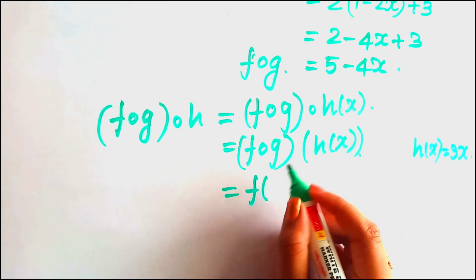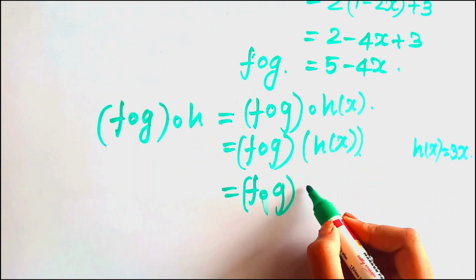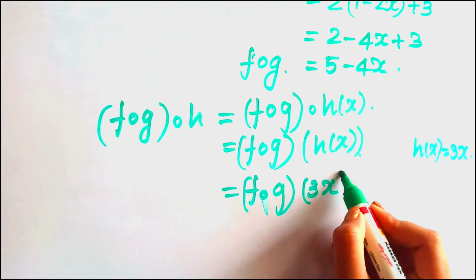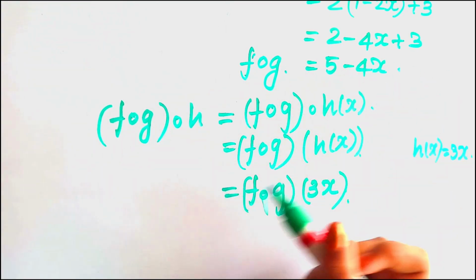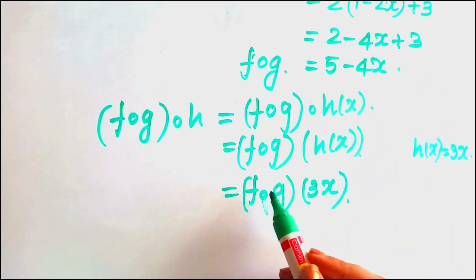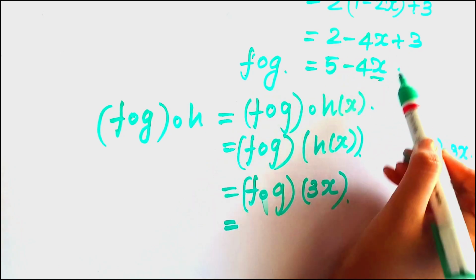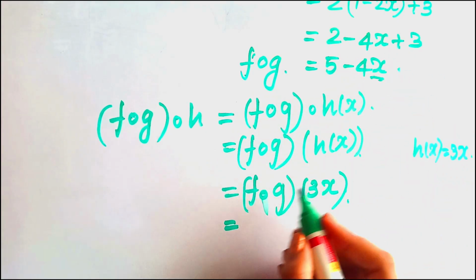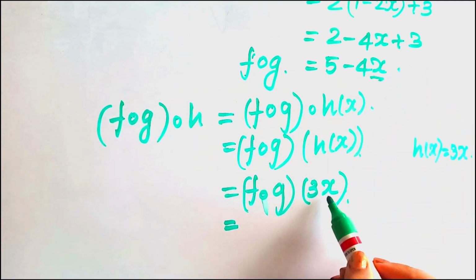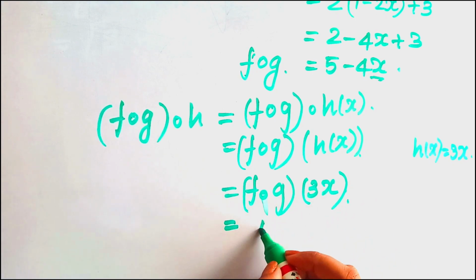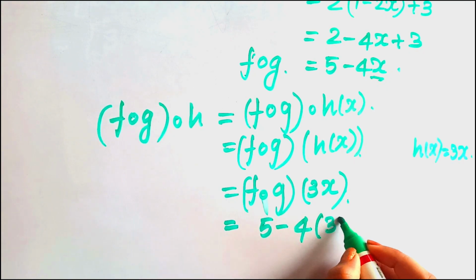Now let's substitute. In the place of h(x) we are going to substitute 3x. Here you see that (f∘g) is equal to 5 minus 4x. So this is our function. In the place of x there, we are going to substitute 3x. So our function is f∘g, so we use this equation: in the place of x we substitute 3x. So 5 minus 4, and in the place of x we substitute 3x.